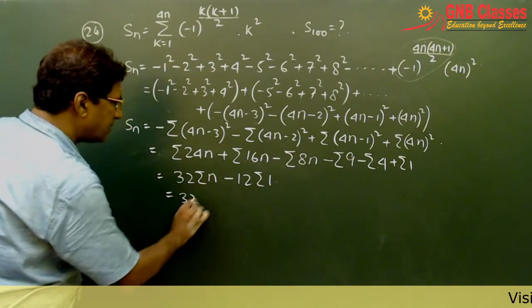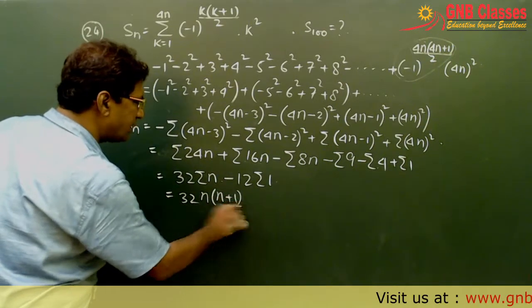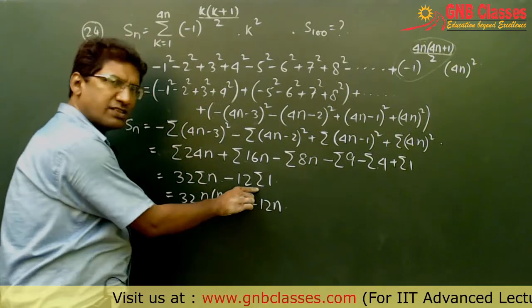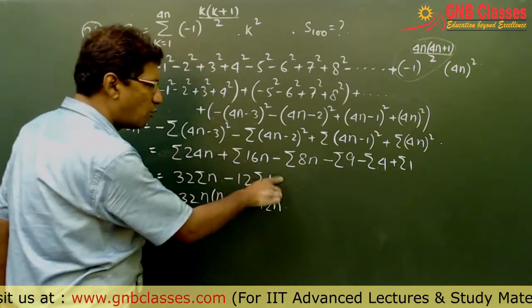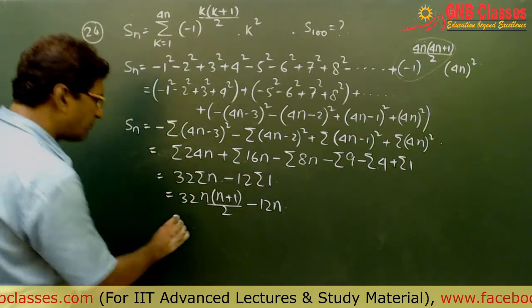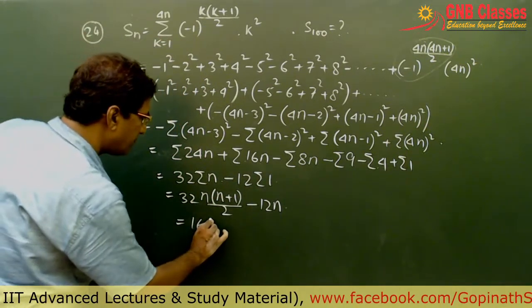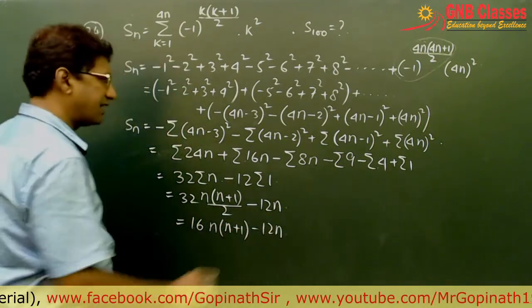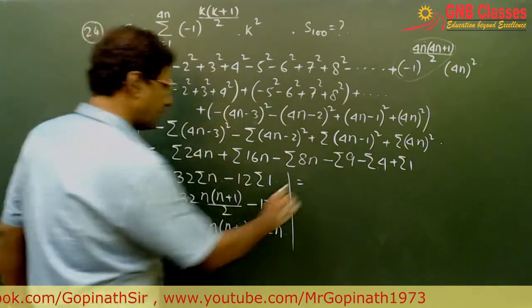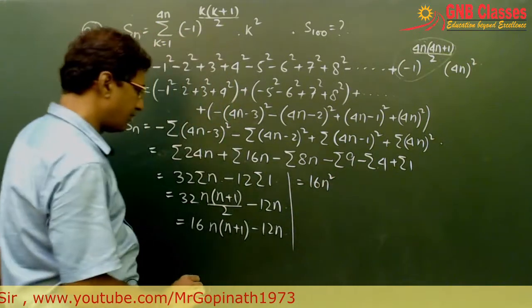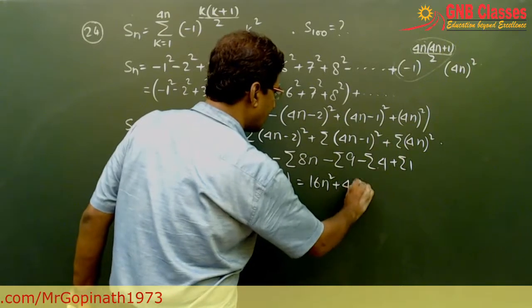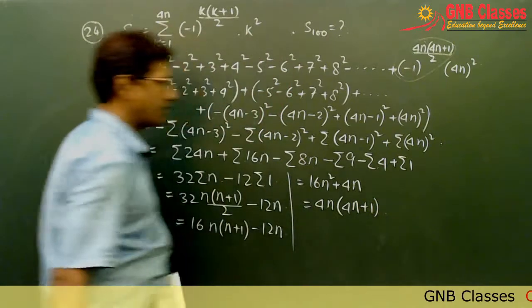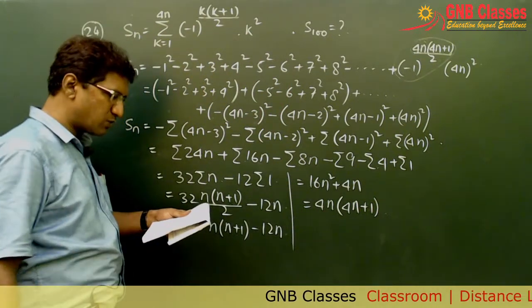Okay. So what are we getting? Sigma of n is nothing but n into n plus 1 divided by 2, and sigma of 1, since your n starts from 1 till n, will give you only n. So we are getting 16 n into n plus 1 minus 12n. So we are left with 16n square plus 4n. If I take 4n common, it's 4n plus 1.